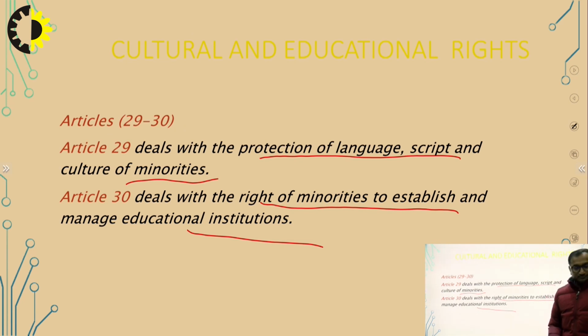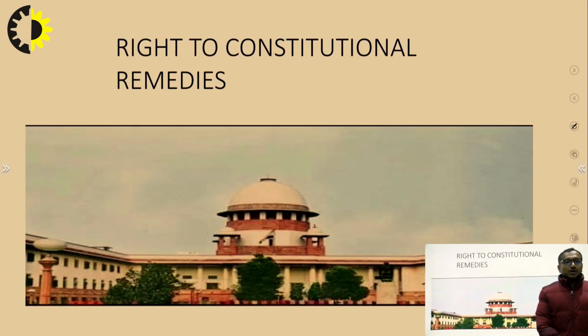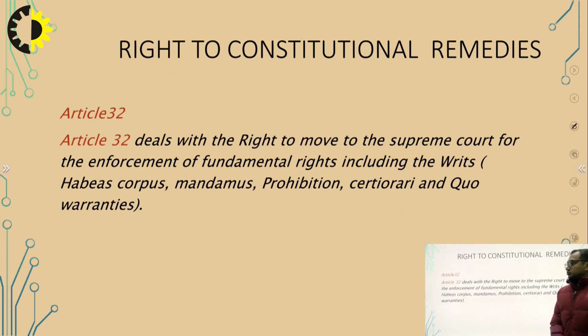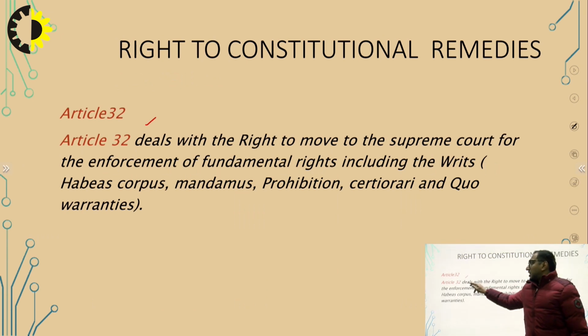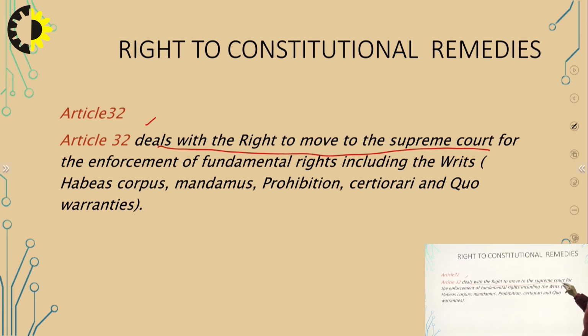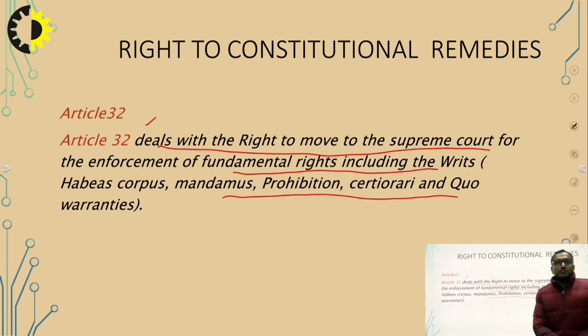Next, right to constitutional remedies. Right to constitutional remedies is stated in Article 32. Article 32 deals with the right to move to the Supreme Court for enforcement of fundamental rights, including writs, habeas corpus, mandamus, prohibition, certiorari, and quo warranto. It means if a person feels their rights have been violated or they are not able to exercise their rights extensively, so they can appeal in the court of law. They can move to the Supreme Court. So these powers have been given in the Article 32 or we can say any court.